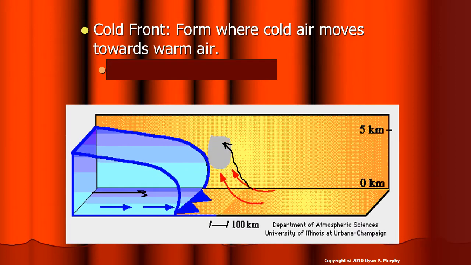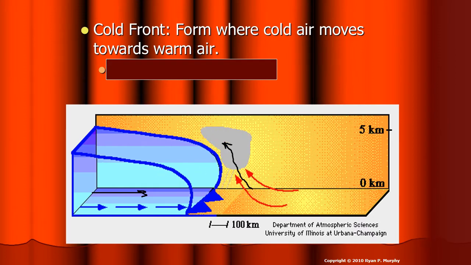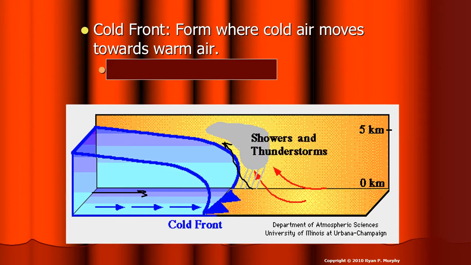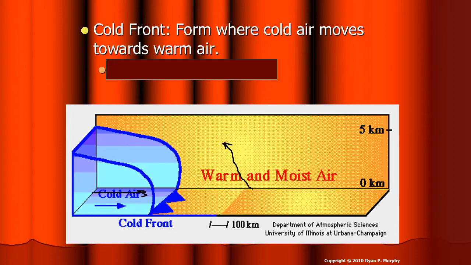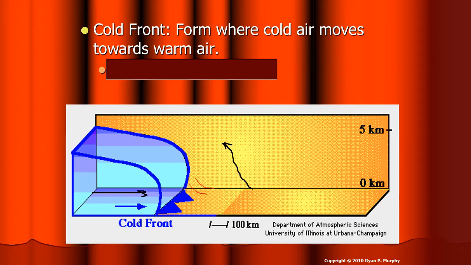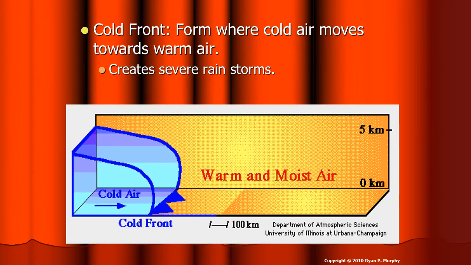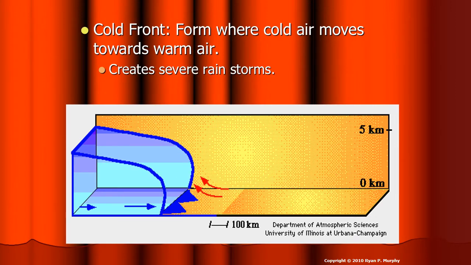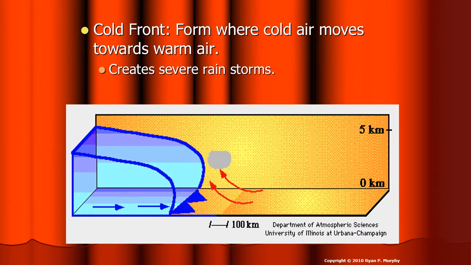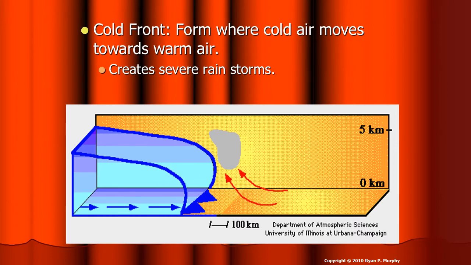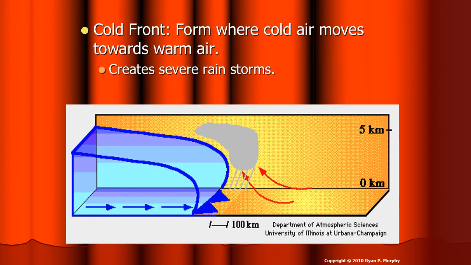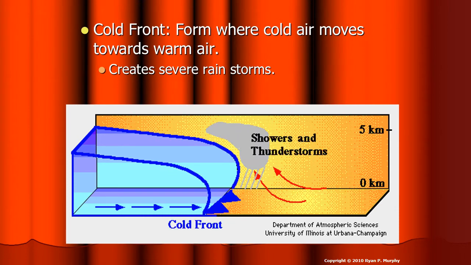All of this knowledge is coming together here. All right, so the cold front, which is the one doing the bullying here, doing the pushing. Cold fronts form where cold air moves towards warm air. This creates severe rainstorms. This is your classic thunderstorm at this point. Whenever you have these really severe, quick thunderstorms, that's typically a cold front.